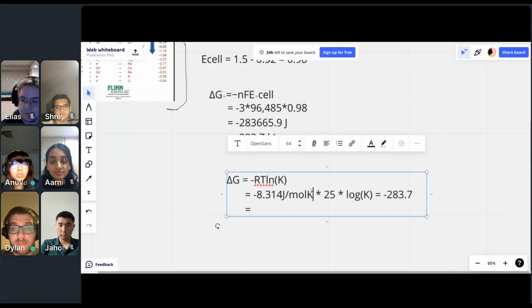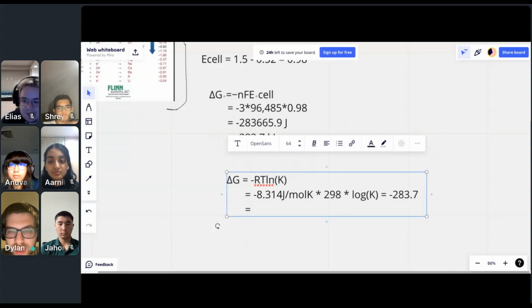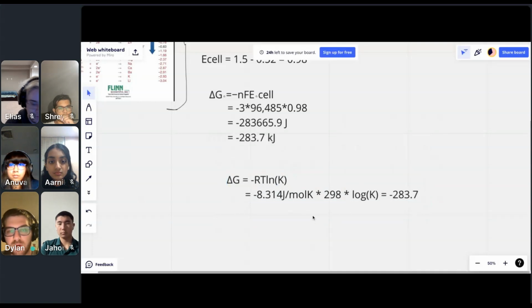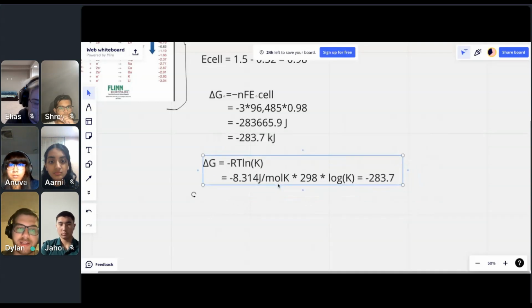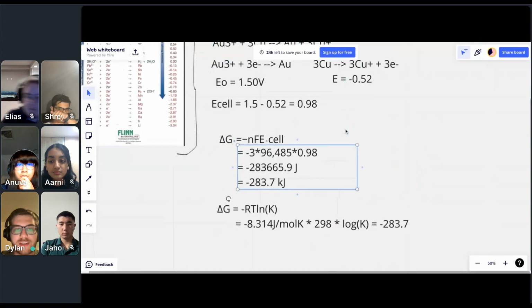Although I do think that it's not 25, it is 298. Okay, sorry. Yep, this has to be Kelvin. Thank you. Because Kelvin will cancel out Kelvin and joules will cancel. Then we can solve, and I won't go through all the algebra, but from there you can pretty simply find our K value, which should be pretty high. So that's the general process of this.